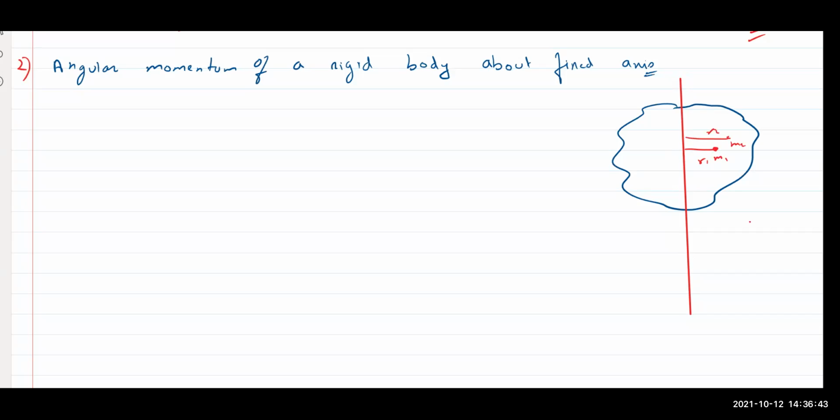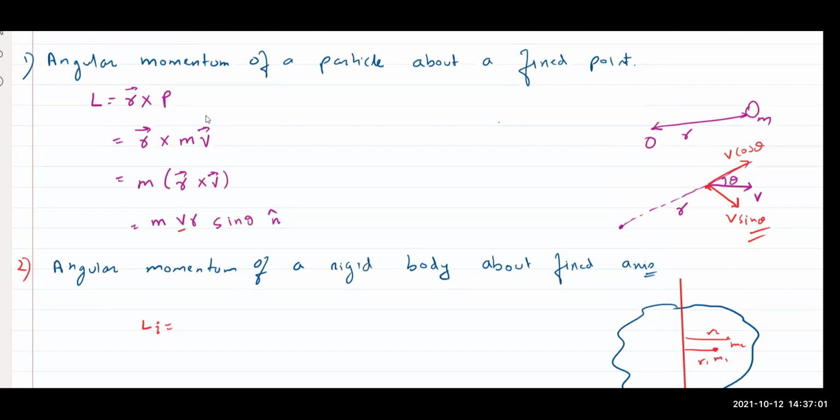The velocity will also be different, yes or no? So what is the momentum of an individual particle? Since it is moving around the axis, the velocity is always perpendicular to r, so sine theta is always 1. If r is perpendicular to v, then L is given by m v r.